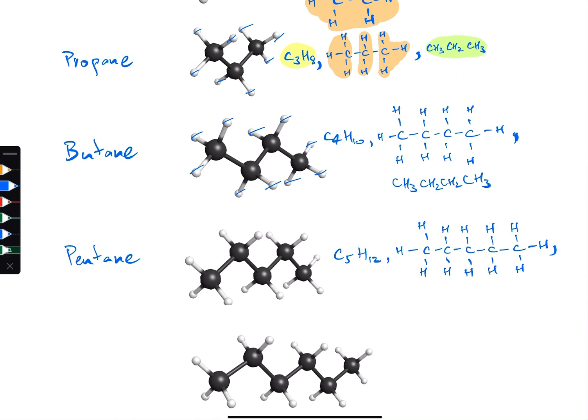Okay. And we could then write the condensed structural formula, mirroring what we have with butane. We'd have an extra CH2 group there. It's a pain to write out CH3, CH2, CH2, CH2, CH3. And so we can condense the condensed formula. We could say this: it's CH3, bracket CH2 3 times, then CH3. Okay.